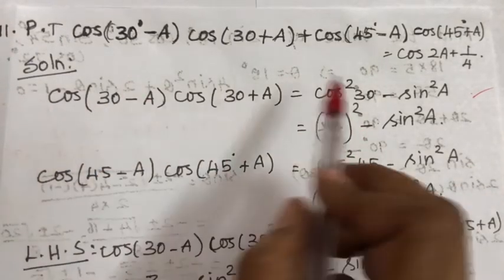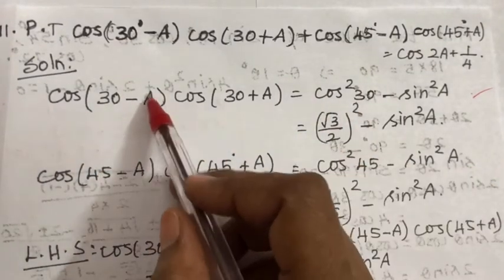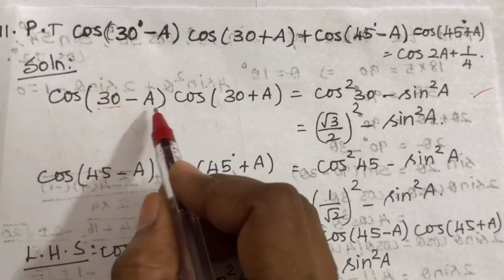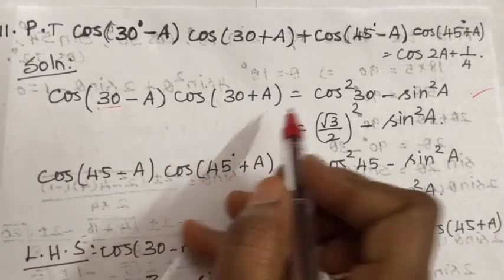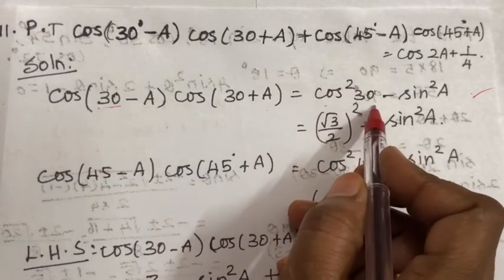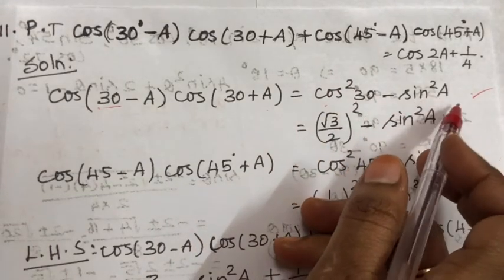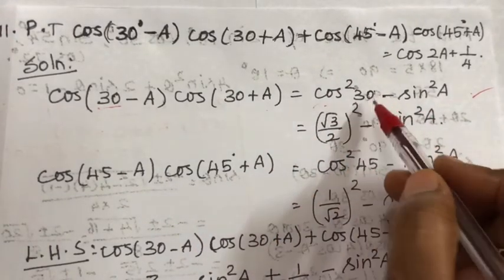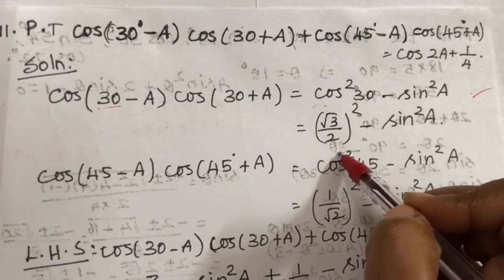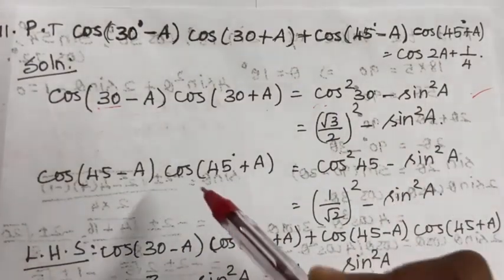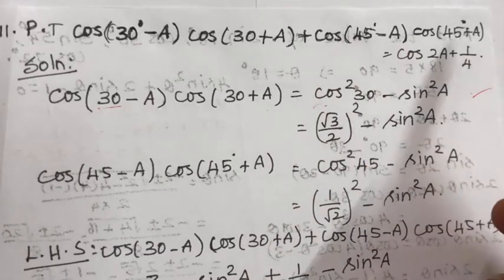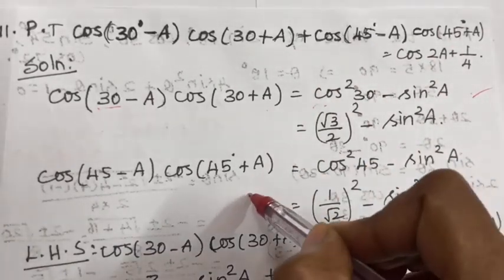So cos square 30 minus sin square A. Here 30 is A and A is B. Okay, so cos (A minus B) into cos (A plus B) is equal to cos square A minus sin square B. Cos 30 value is root 3 by 2. So root 3 by 2 the whole square minus sin square A. Now let's take the other part and use the same identity here.